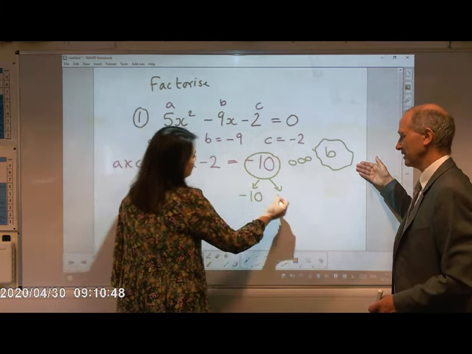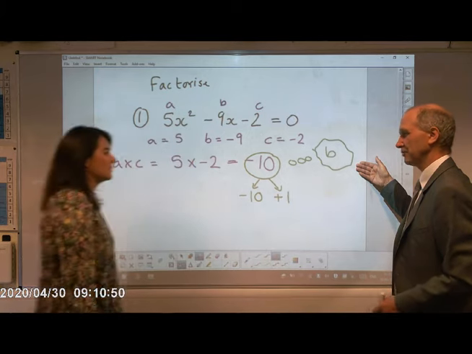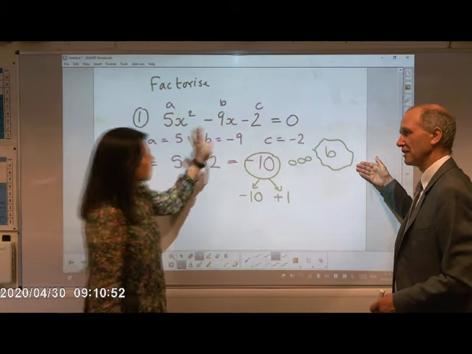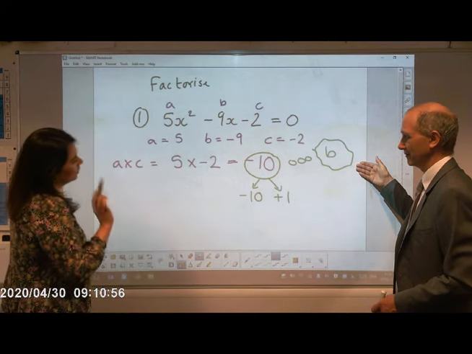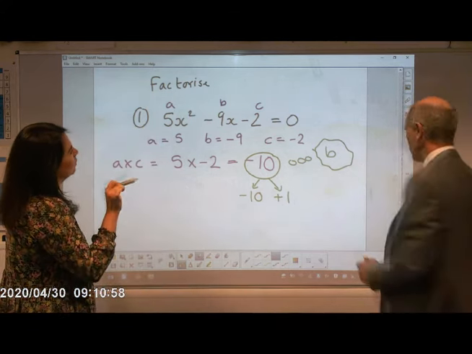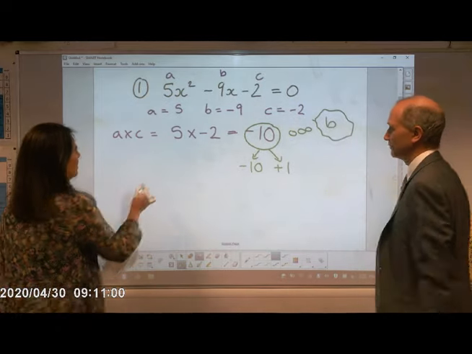So, I'm going to go with minus 10 and positive 1. Why not minus 1 and positive 10? Because I want negative 1. Now, this is the bit where you've got to follow.